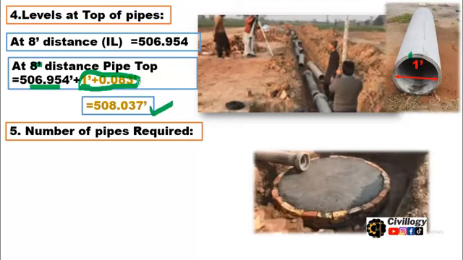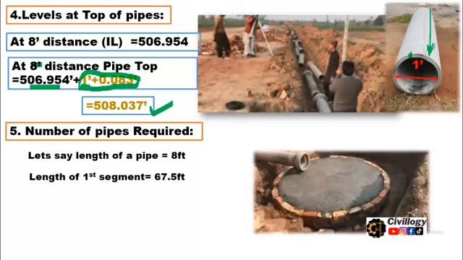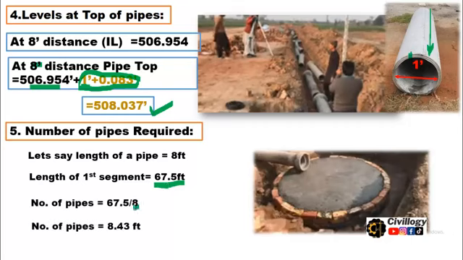Now coming towards how you can calculate the number of pipes required. It's very simple. Again, let's say the length of a single pipe is 8 feet, and the distance to be covered by the pipe is 67.5, as we have calculated in the previous steps. Simply divide this distance by the standard length, which is 8 feet. You will get the number of pipes, 8.43, or you can say it is 8.5.